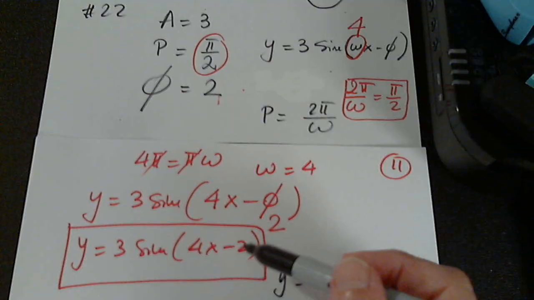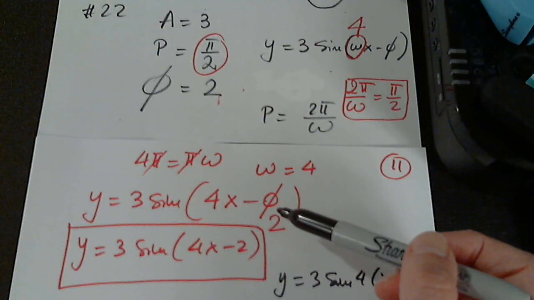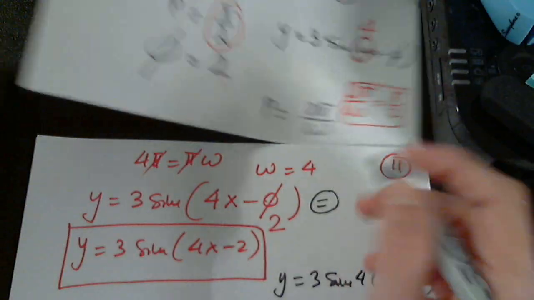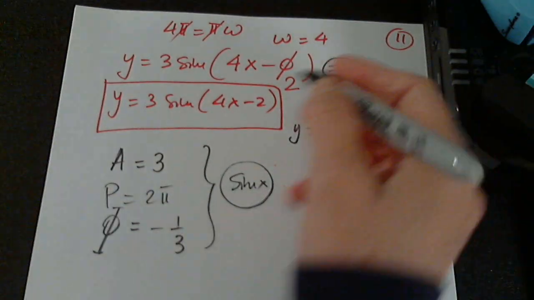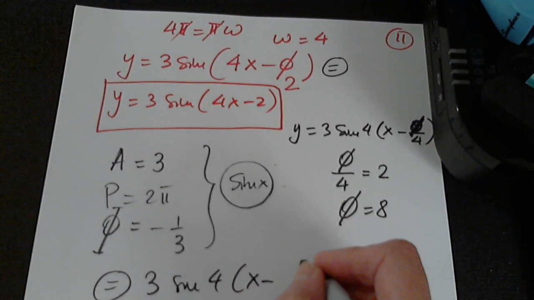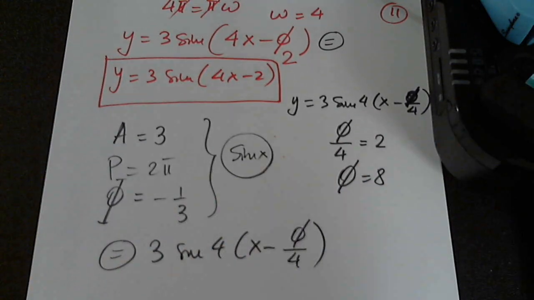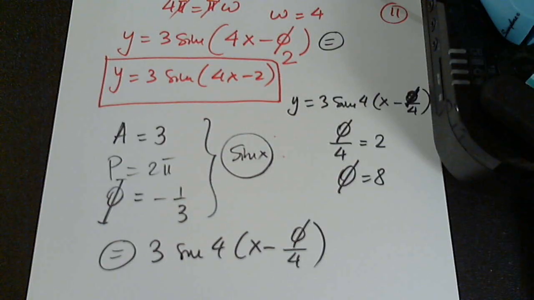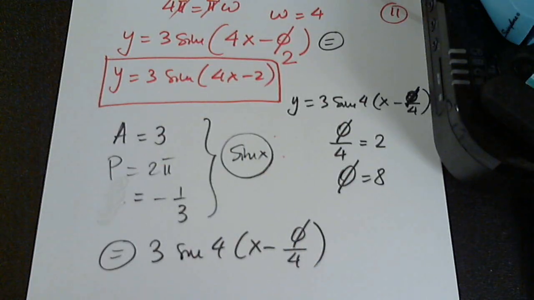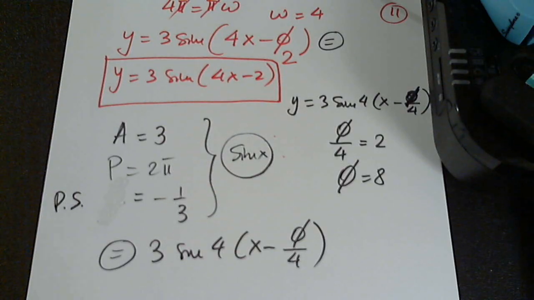One second, I just realized that I didn't finish my work here. I have to factor out 4 first. So in this problem, we have 3 sine 4 x minus phi over 4. And the phase shift, I should not have written as the phi, that's not the phi. I should have written it as just the phase shift, and on the previous one as well. So this is the phase shift. We have to find the phi.